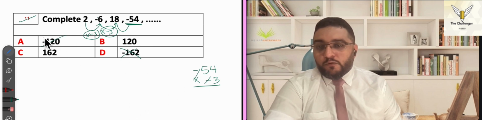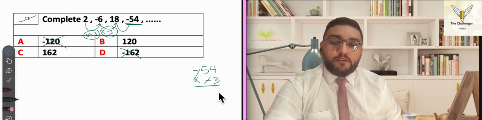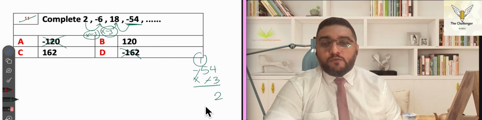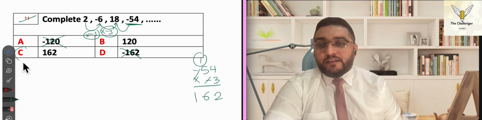So we multiply the values. 4 times 3 equals 12, write 2 and carry 1. Then 5 times 3 equals 15, plus 1 equals 16. So the answer is C.